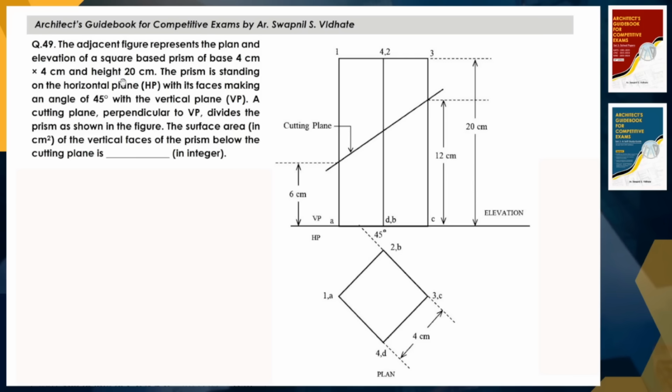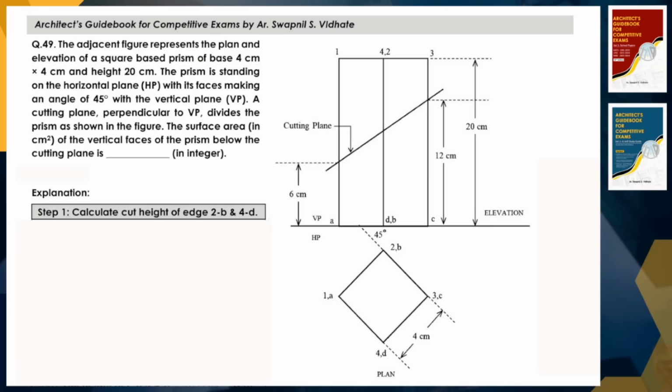The prism is standing on the horizontal plane HP with its faces making an angle of 45 degrees. So it is making an angle of 45 degree with the vertical plane, right? A cutting plane perpendicular to VP divides the prism as shown in the figure. This is the cutting plane which is cutting the prism as shown in this figure. The surface area in centimeter square of the vertical faces of the prism below the cutting plane. We need to identify what is the surface area below this cutting plane.